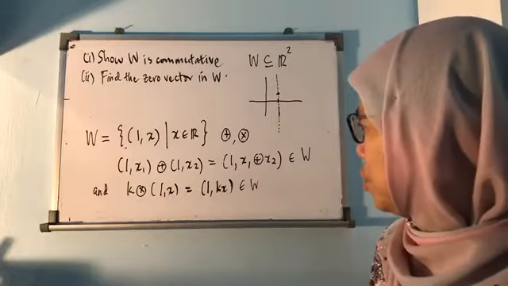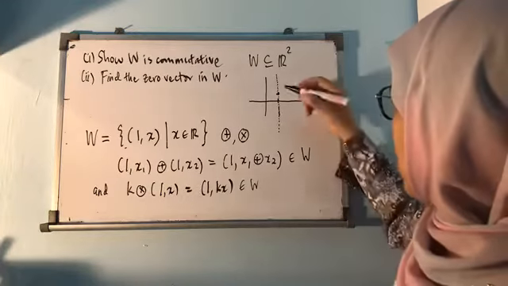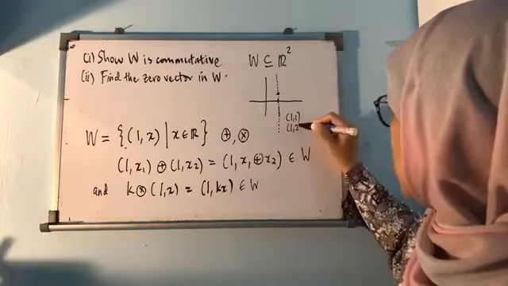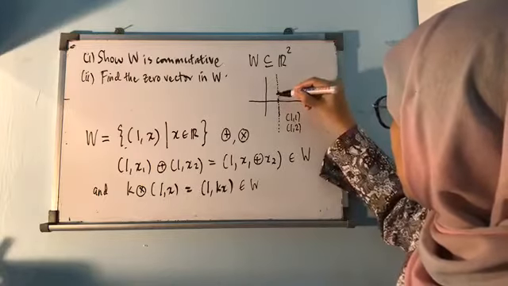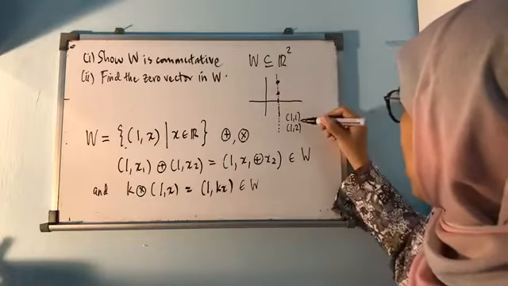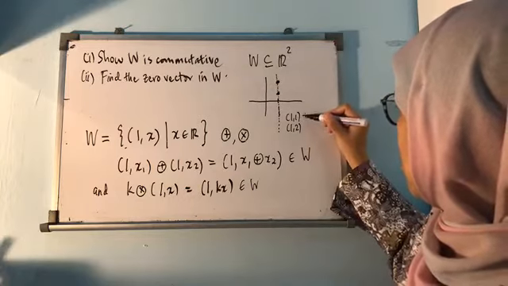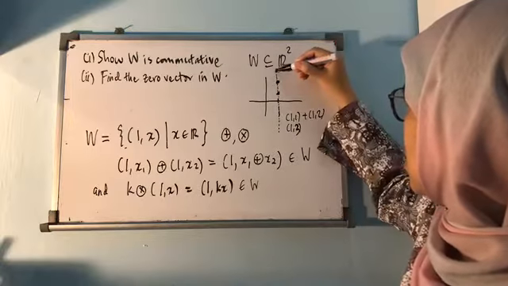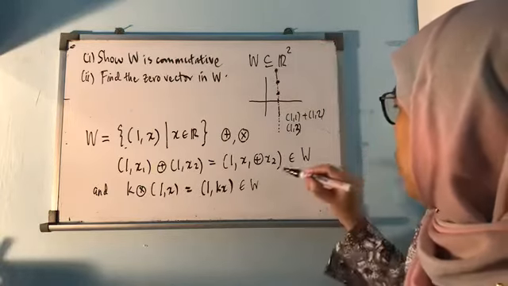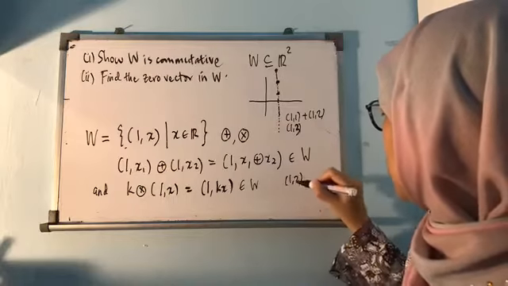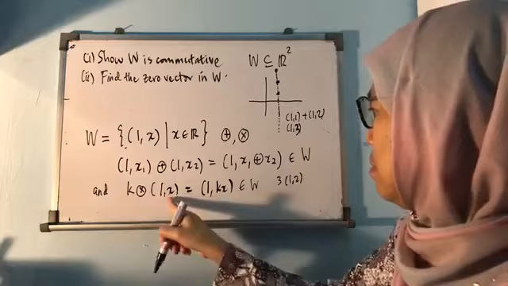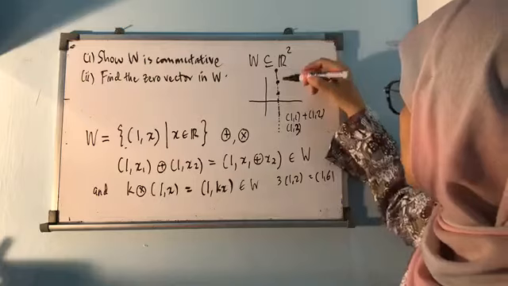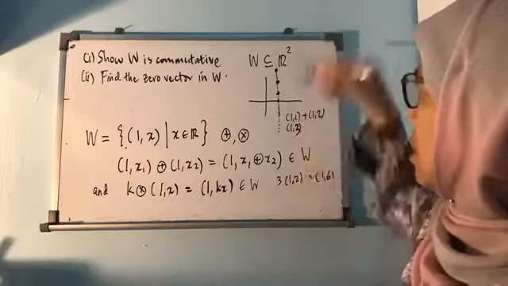Alright, so if you have, for example, (1, 1) and (1, 2), (1, 1) here, (1, 2) here. When you add these two, (1, 1) plus (1, 2) is equal to (1, 3), so you get this also over here. If you have, say, (1, 2) and you multiply by 3, you will get (1, 6). So it is still in the line.